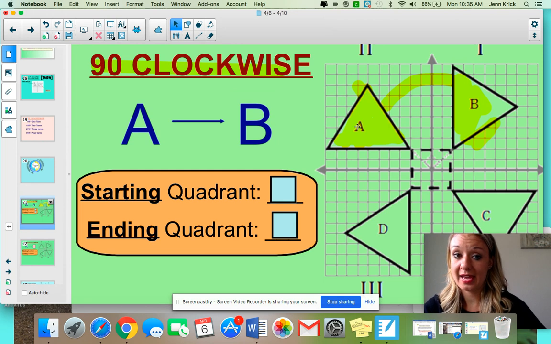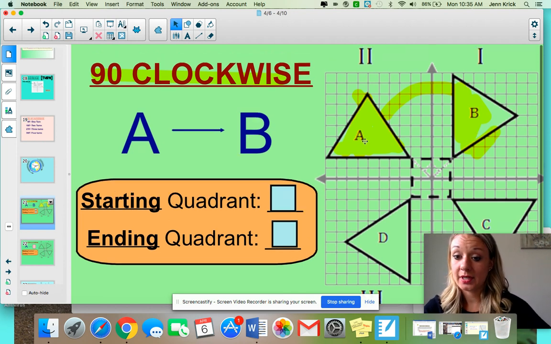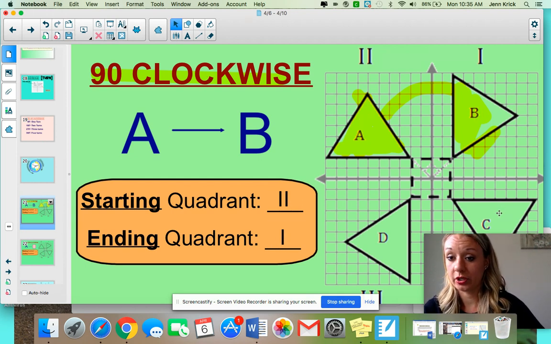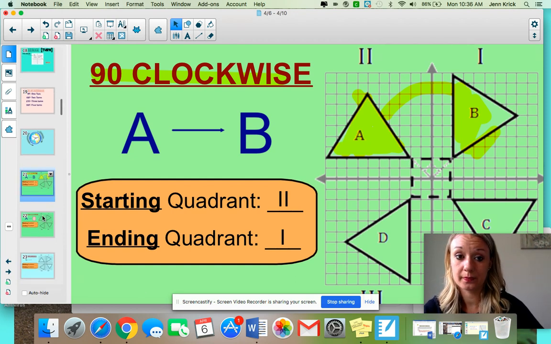So I started at A, I went 90 clockwise. 90 is one turn, and I went in the clockwise direction, I ended at B. My starting quadrant for A was 2, as you can see up here, and then my ending quadrant where I stopped was quadrant 1. Now, if I asked you to go 180, that would be 2 turns, 270 would be 3, and we're going to look at those again together.